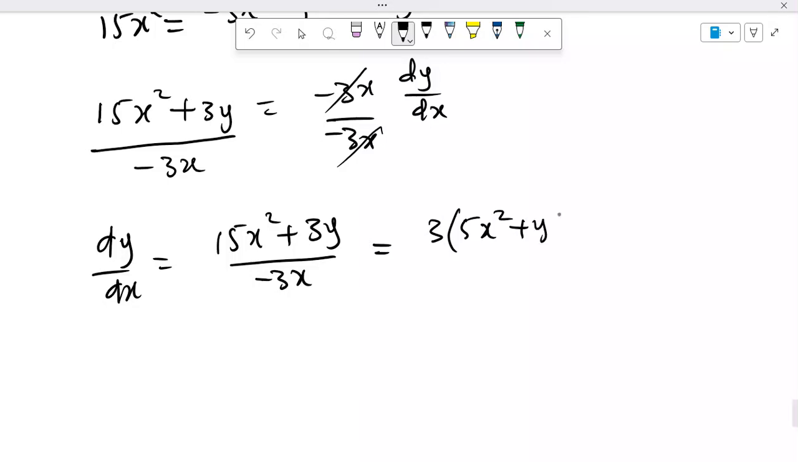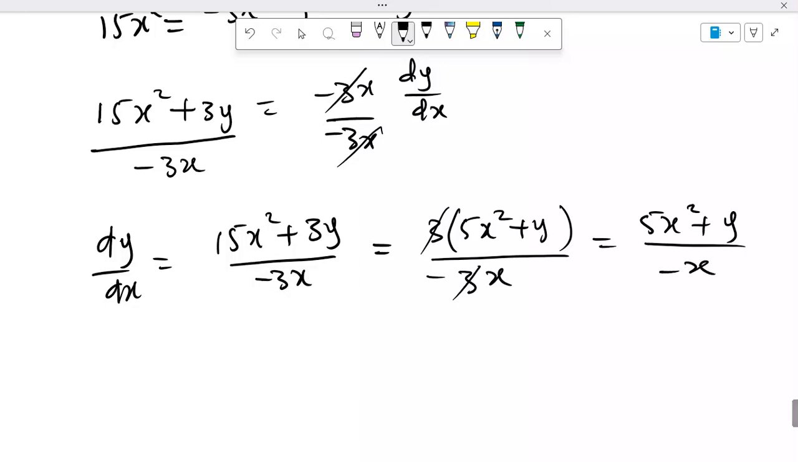So 3 is outside, y over negative 3x, so this and this guy can cancel out. So you have 5x squared plus y over negative x. Yeah, just like that. So dy/dx equals 5x squared plus y over negative x. So this is your answer.